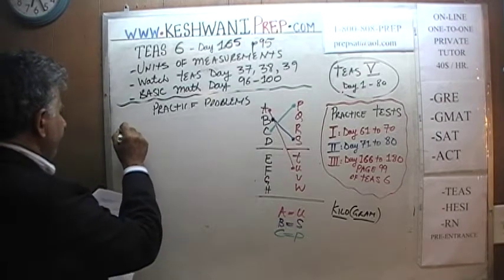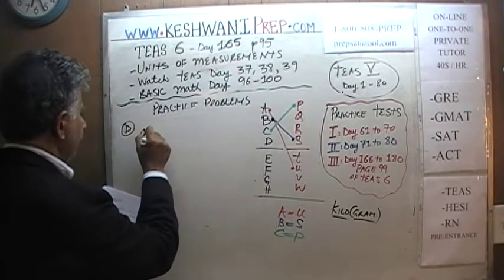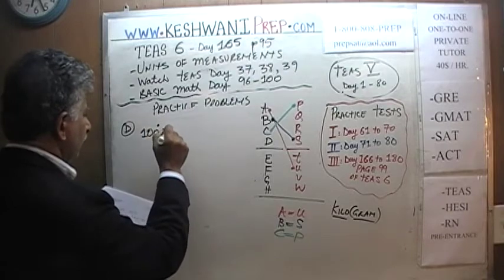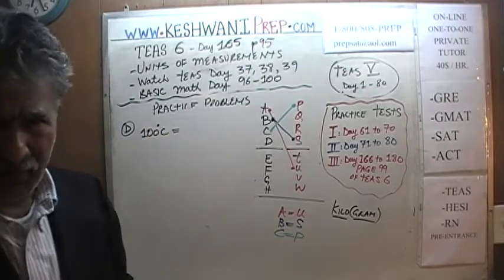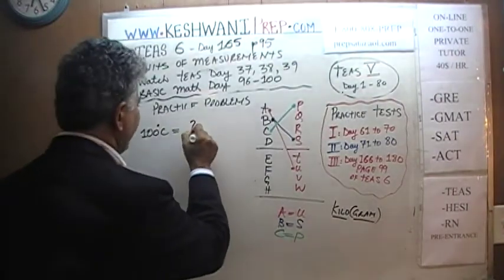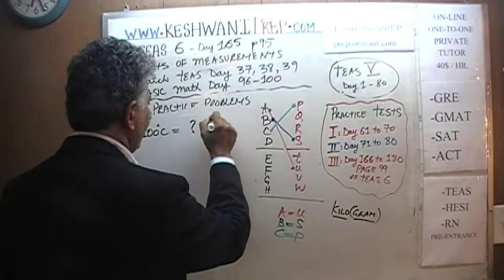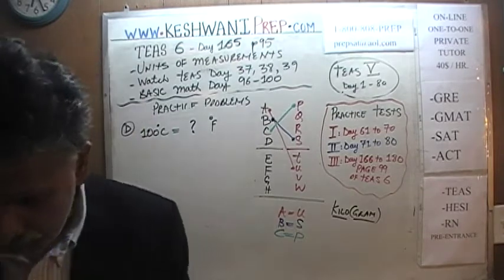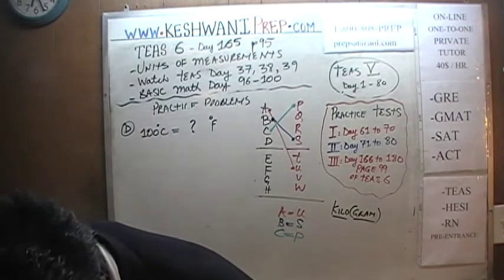Number 4. Answer choice D says 100 centimeters, or not centimeters, sorry, 100 centigrade, the temperature. 100 centigrade is how many Fahrenheits? And again, how do we know that that's what they are looking for? Well, it's very simple, as I keep explaining to you over and over again.